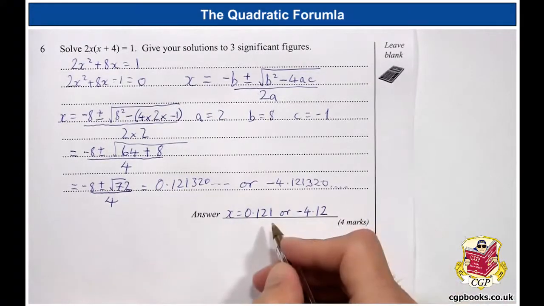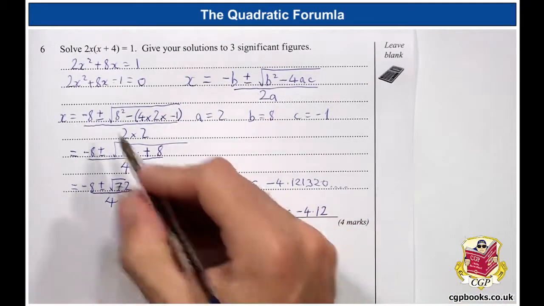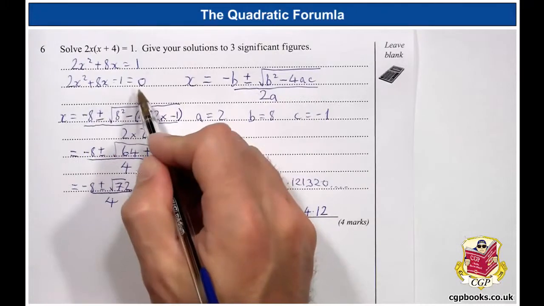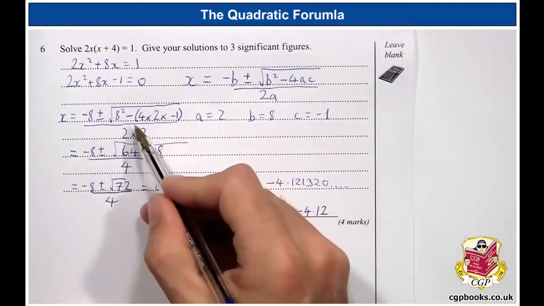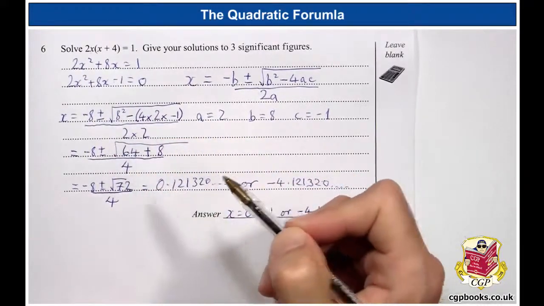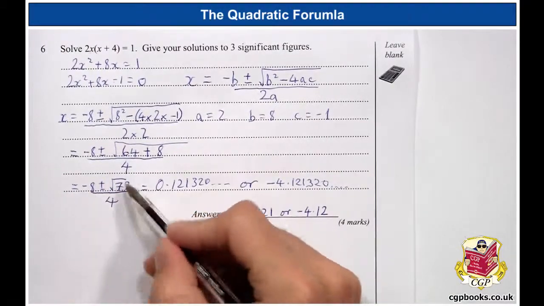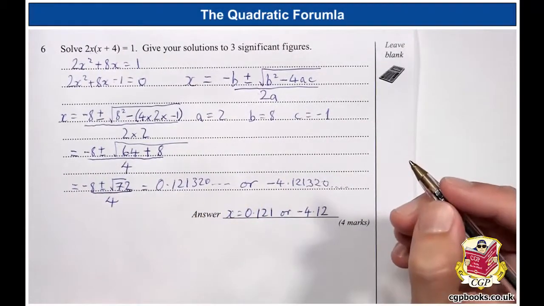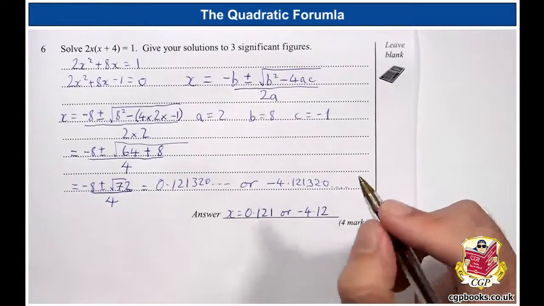4 marks for that. You get 1 mark if you rearrange the equation into that form, another mark if you put the values correctly into the formula, and another mark if you get this far, so if you get the correct surd form.